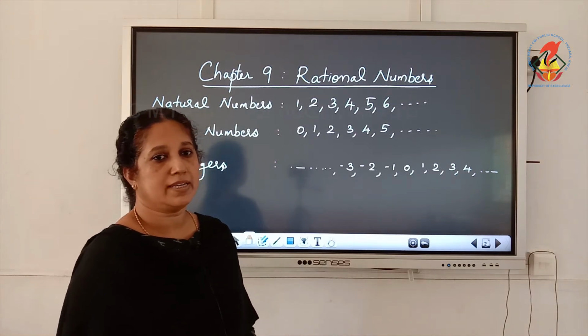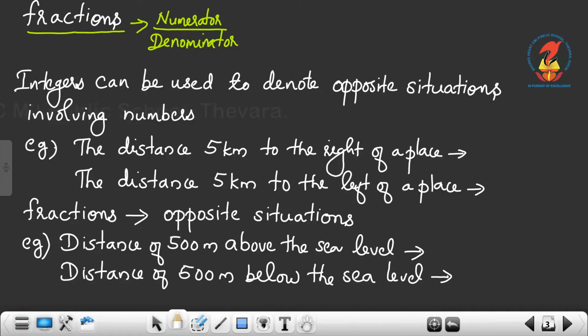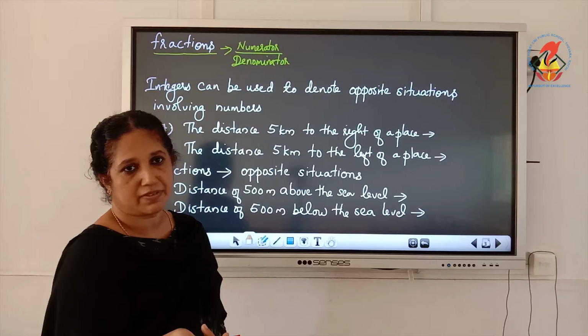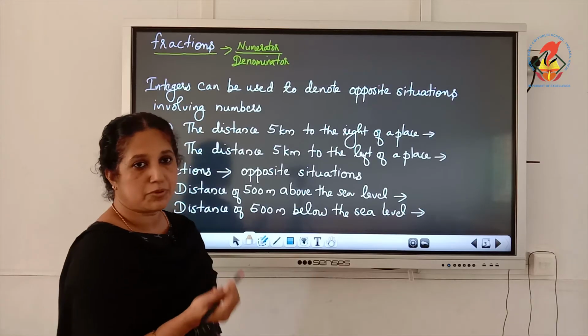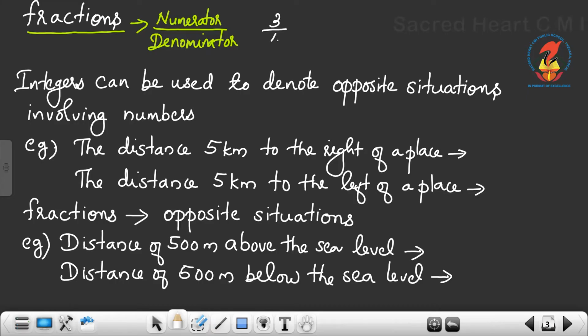Now, we have already studied about the fractions also. So, the numbers which are of the form numerator by denominator, we will call it as fractions. And the numerator is either 0 or a positive integer and denominator is a positive integer. For example, 3 by 4 is a fraction, 1 by 2, 6 by 7. So, all these are examples for fractions.